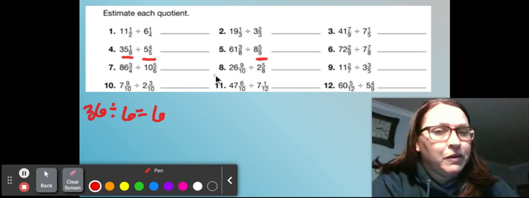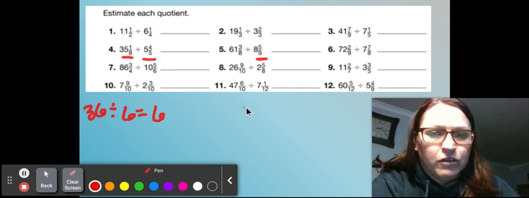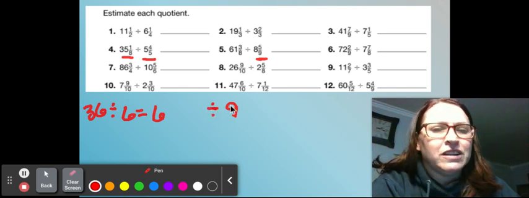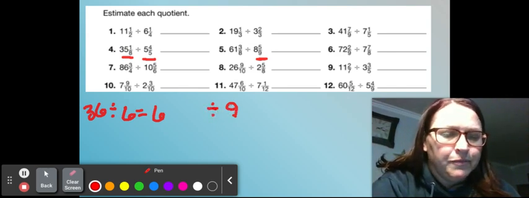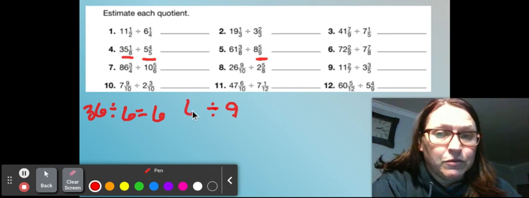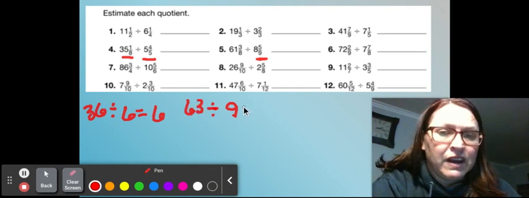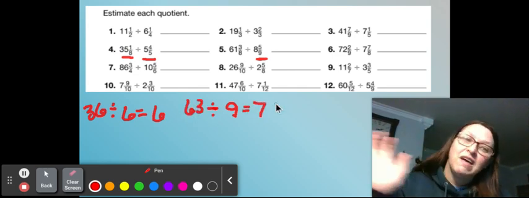Let's look at number 5. I'm going to start with my smaller one. So 8 and 5/9 is close to 9. And now I'm thinking, okay, what does 9 go into that's close to 61 and 3/8? Well, 9 goes into 63. So 63 divided by 9 equals 7.